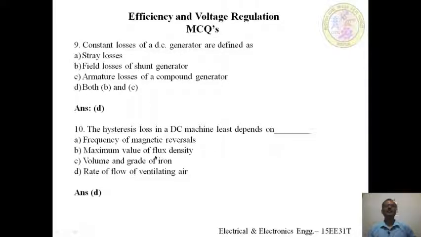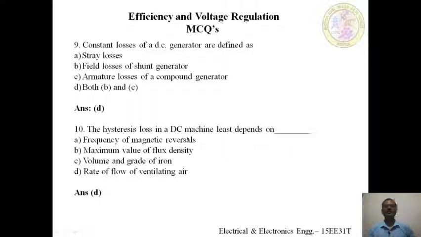Ninth one, constant losses of a DC generator are defined as: stray losses, field losses of shunt generator, armature losses of a compound generator, both B and C. Constant losses of a DC generator are the field loss of shunt generator and armature losses of a compound generator, both B and C. Answer is D.